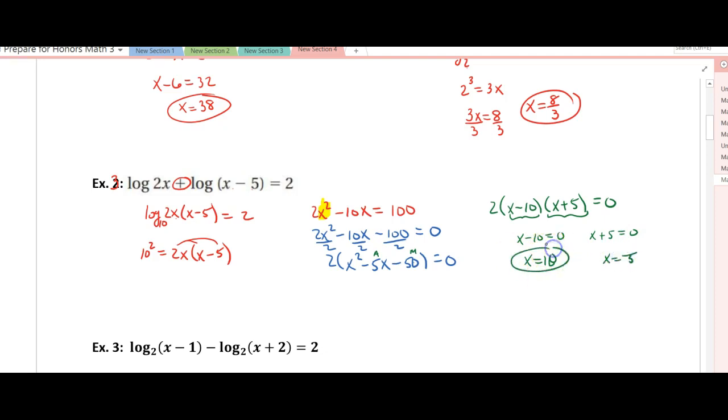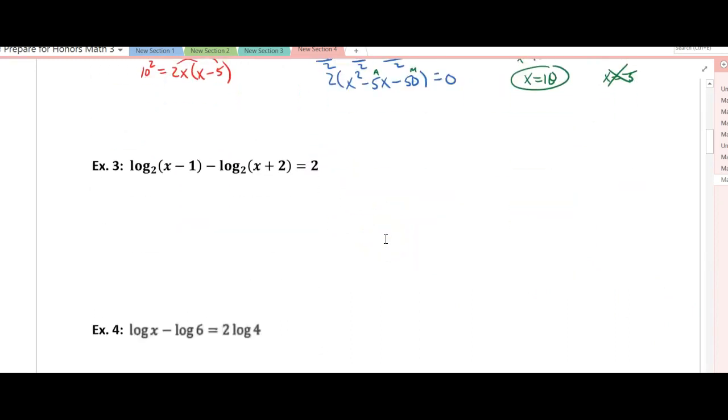Now the solution in this case is x equals 10, because if I plug that in, 10 is part of the domain. But if I plug negative 5 in, is it possible to do the log of negative 10 when I plug that back in? No. So this is what we call an extraneous solution. A solution you get, all right, but it doesn't work when you plug it back in.